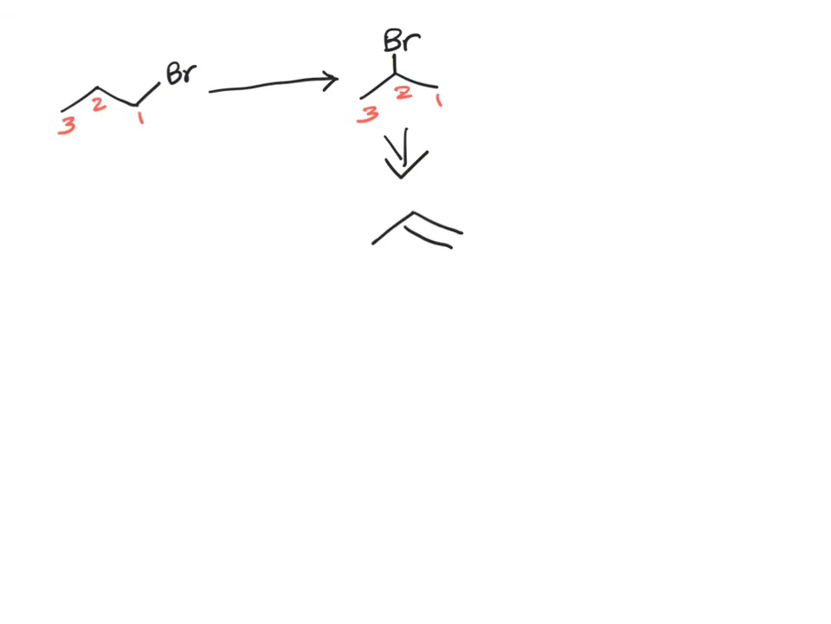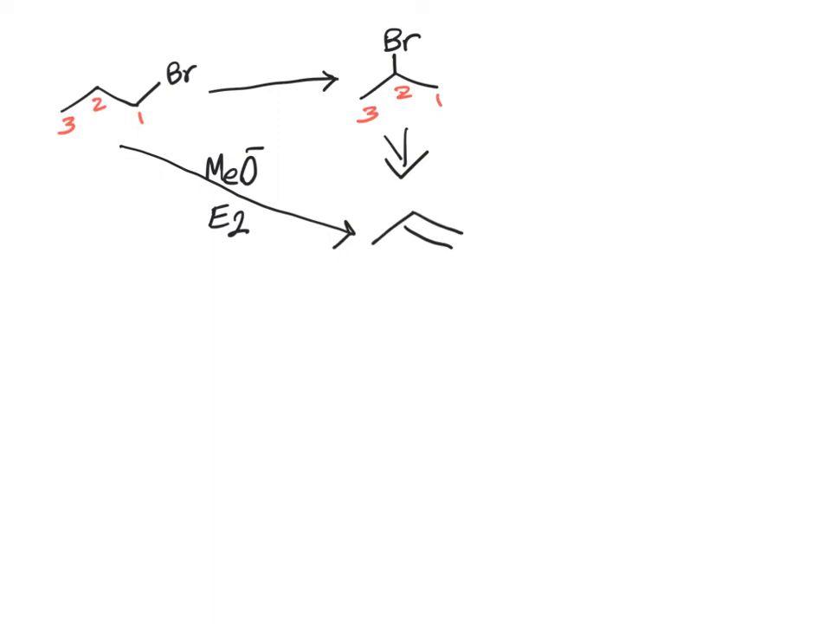Now, can we prepare this alkene starting with the substrate? Yes, we need a strong base like methoxide. An E2 elimination reaction gives us this product. And in this case, it doesn't make any difference if we use a small base or a bulky base like methoxide or tertiary butoxide, because this is the only possible product.